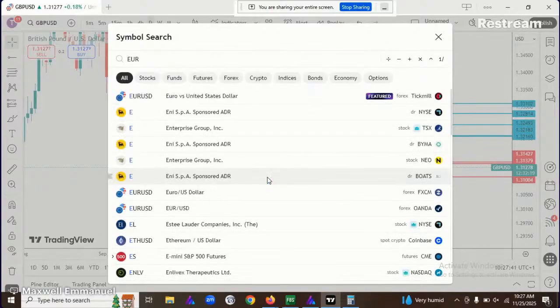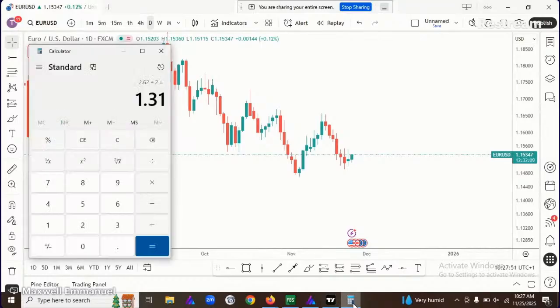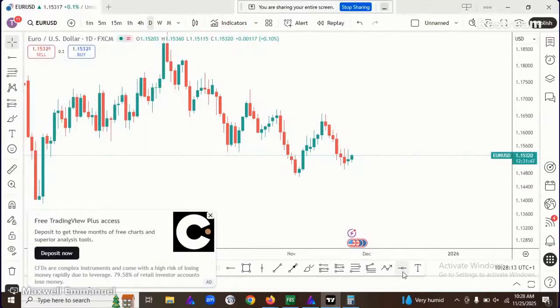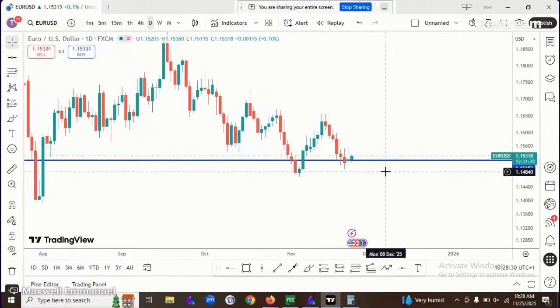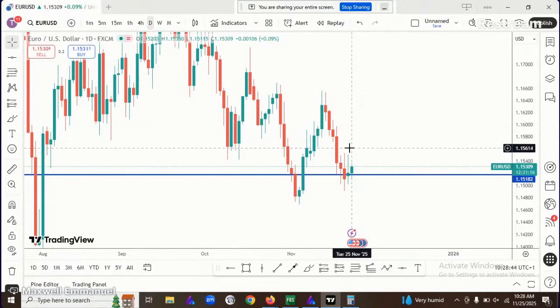Same applies for Euro USD. Let's get the average of yesterday's candle. The opening, 1.1516, plus 1.1520, divided by 2, is 1.1518. So 1.1518, that's the value. And the market opens today at 1.1520. That's 2 pips above the average value. So we should look for buy opportunity.